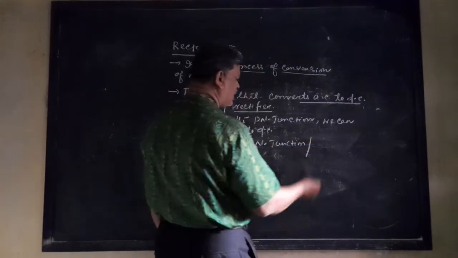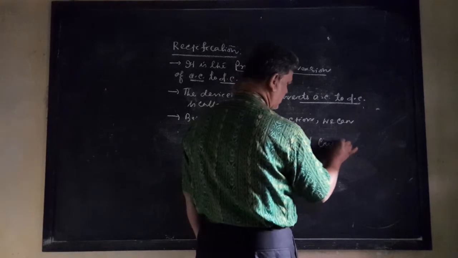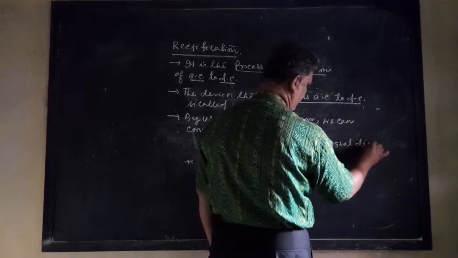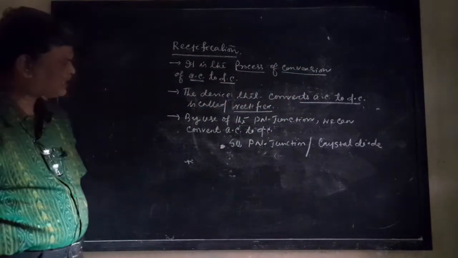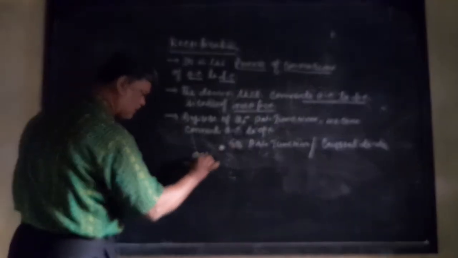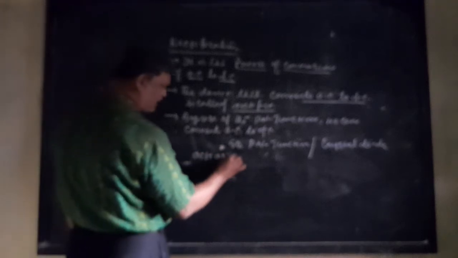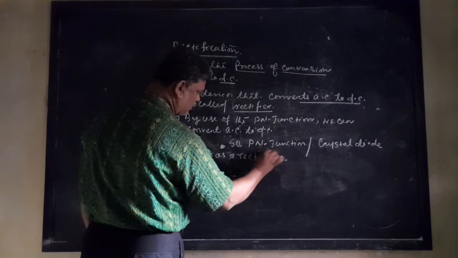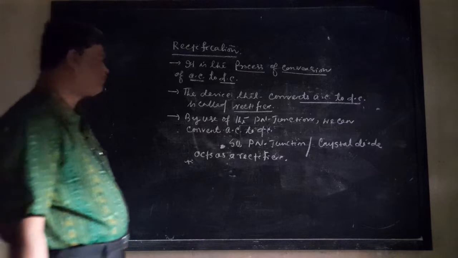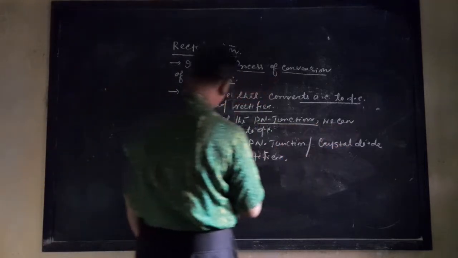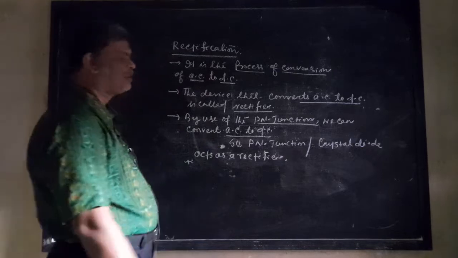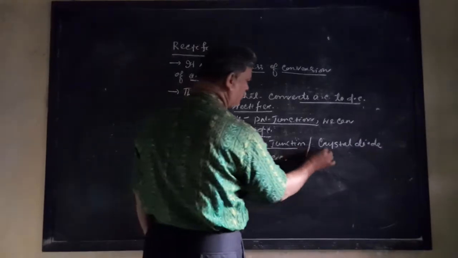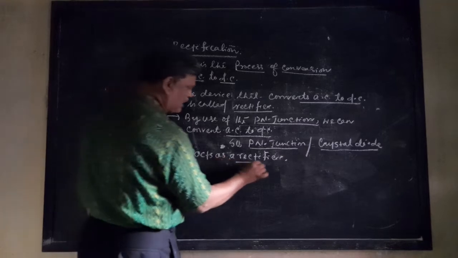So the PN junction, or another name, the PN junction is called a crystal diode. The PN junction or crystal diode acts as a rectifier. So by the use of the PN junction, we can convert AC to DC. Therefore, the PN junction or crystal diode acts as a rectifier.